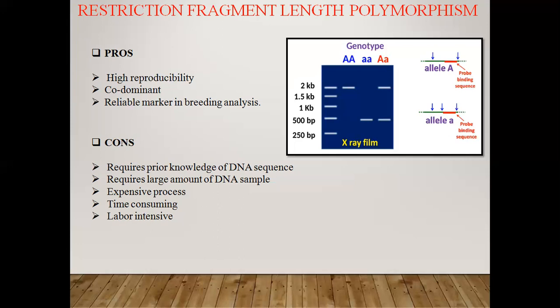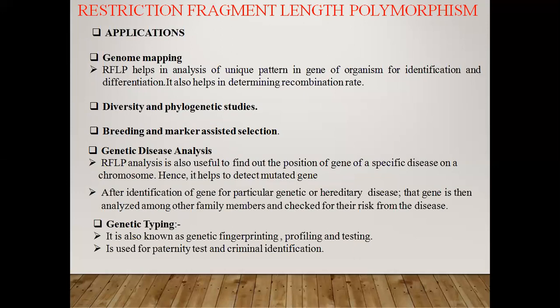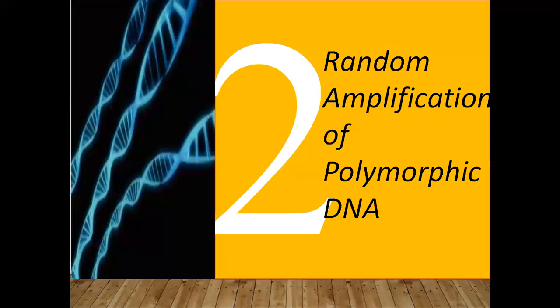So after this first generation marker, some applications are also there. Normally it's used in genome mapping, diversity and phylogenetic studies, breeding and marker assisted selection, genetic disease analysis, and genetic typing. After this first generation marker, the second generation marker came, random amplification of polymorphic DNA, which is RAPD.